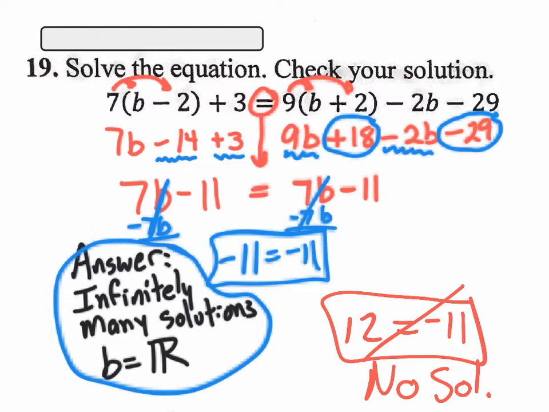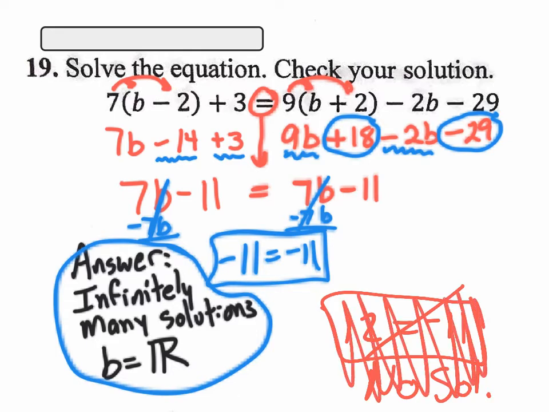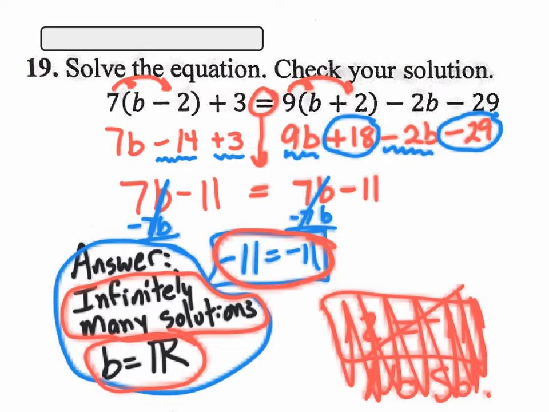So in this case, it wasn't no solution because we ended up with something that's always true, and that's when you say infinitely many solutions. Or you could say all real numbers. Okay, but when it's impossible, like negative 11 equals 12, then you say no solution. Let's move on to the next question.